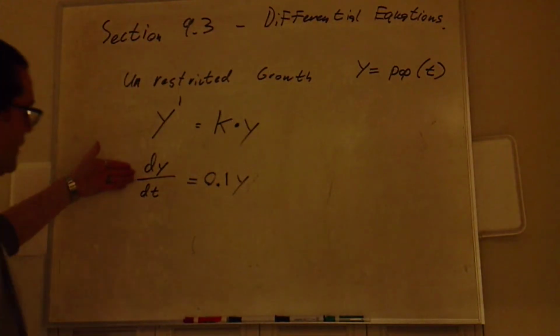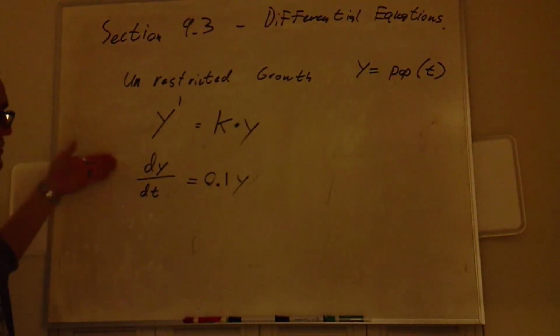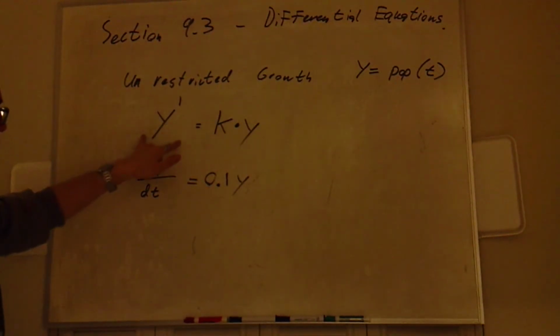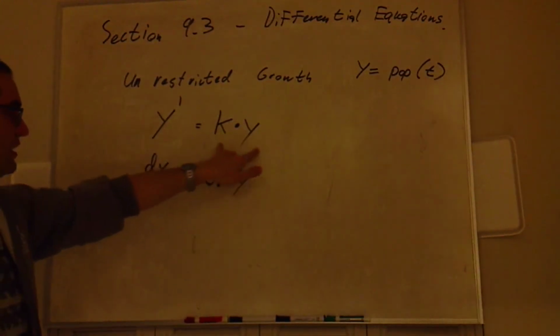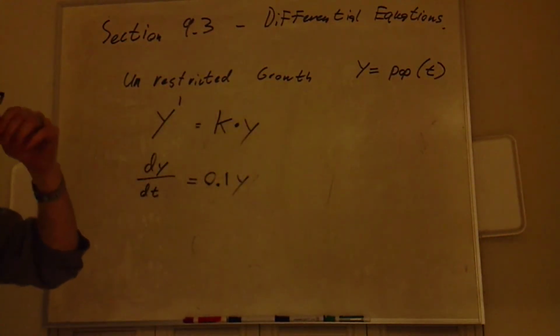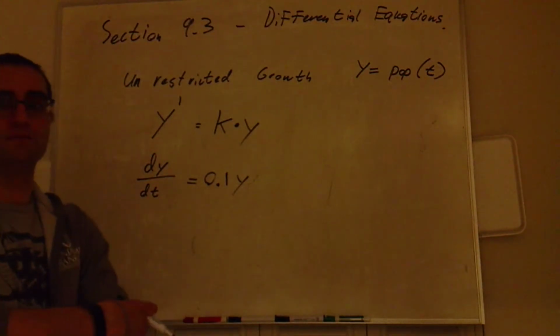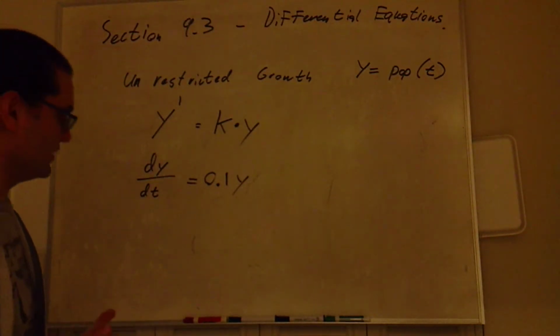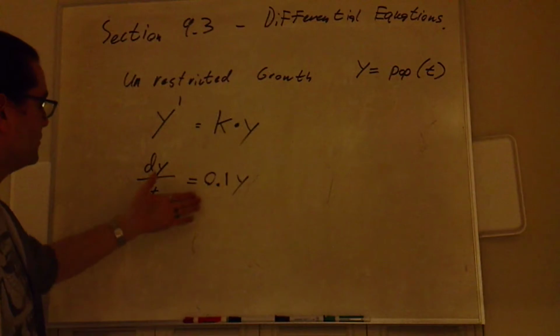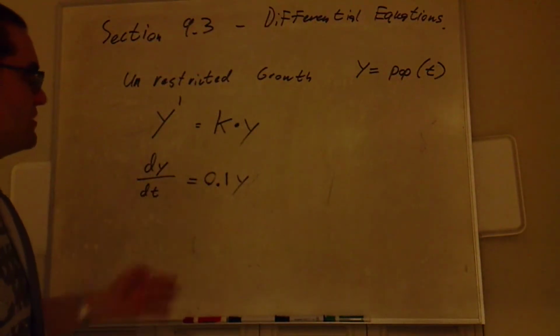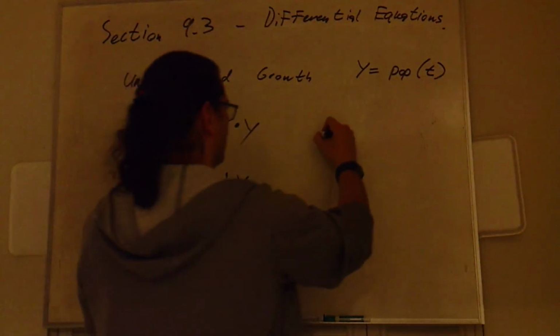So I have an equation now that looks like this. This is my differential equation. It involves a derivative of some unknown function, and it involves the original unknown function. This is what we've got so far. Here's how we're going to solve this. This is a special category of differential equation that is called separable.